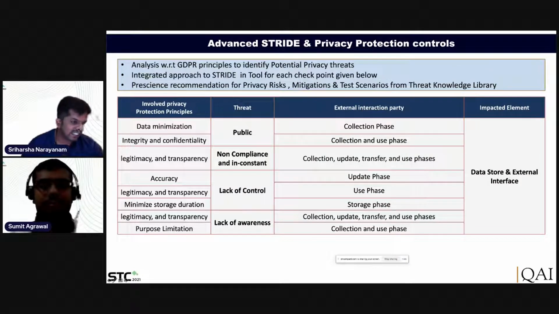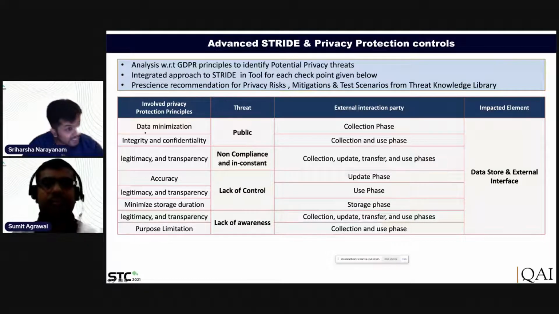So if you see, these are some of the privacy aspects we need to consider from a GDPR or any other privacy laws: data minimization, integrity, confidentiality of the data, legitimacy, transparency, accuracy, minimizing storage duration, purpose limitation, all these things. So what is the threat each of these can face from an attacker? Confidentiality leak, non-compliance and inconsistent data, that is lack of control, lack of awareness. So these are some of the threats which can be there.